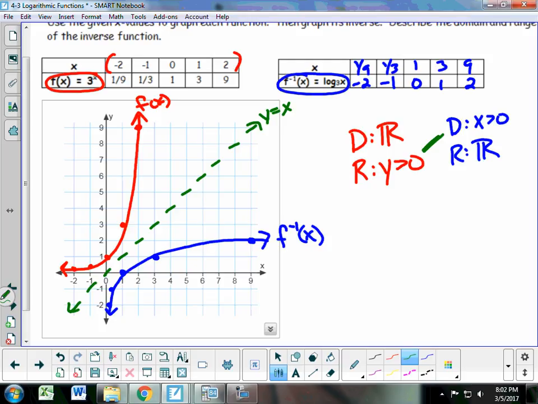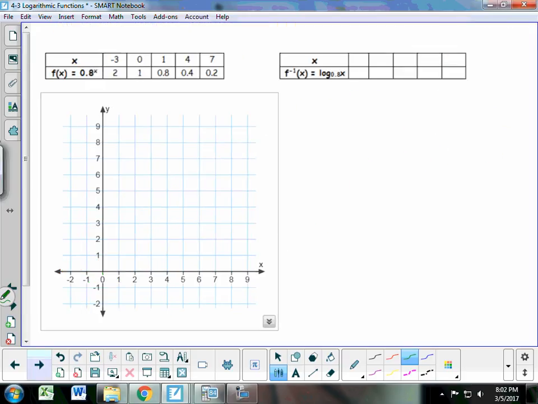All right, let's take a look at one more. So again, we have this function 0.8 to the x power. It gives us these x values to use. We calculated out the y values that we get from them. So -3, it's kind of off the graph a little bit here, but up 2, then 0, up 1. Oh, I'm sorry, I was using red for exponentials. 1, up 0.8.